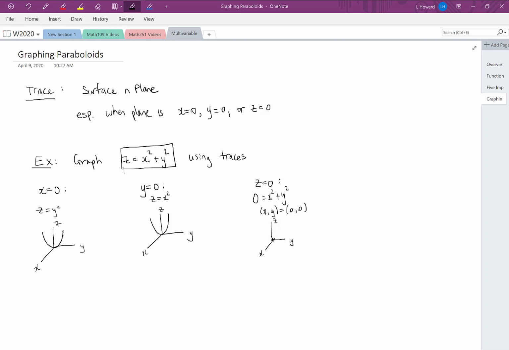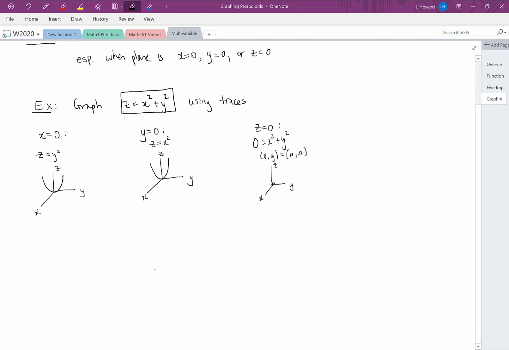X, y, and z all have to equal 0. So we're just getting a single point in the xy plane. Okay, so now we try to put this all together.